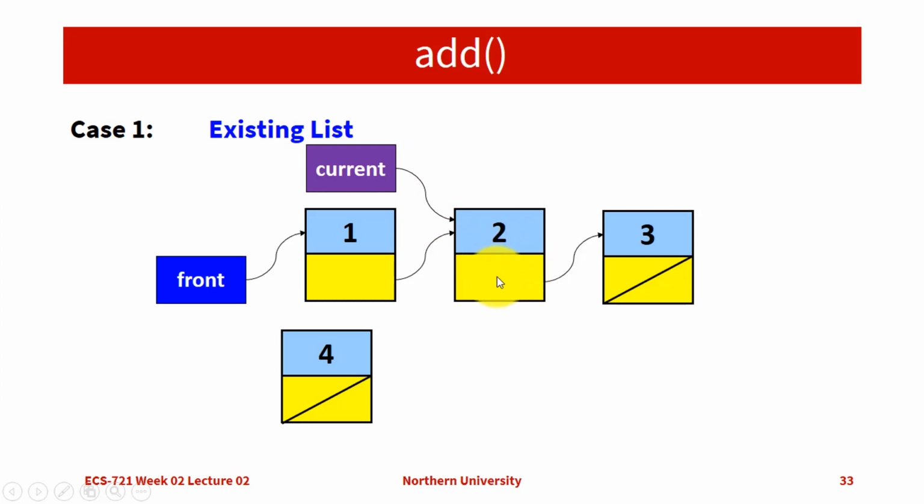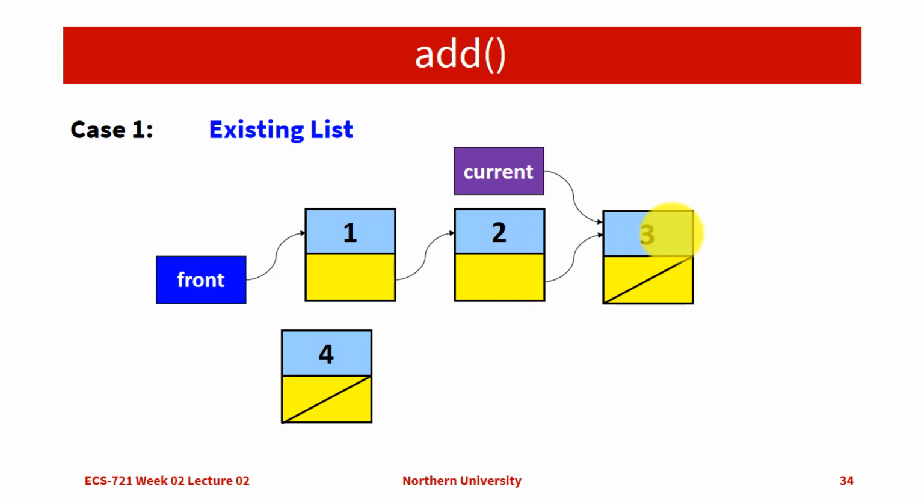That means this is not the last node, so we'll update current to point to this node. Now the next pointer of this current node, when I say current node, that means the node to which the current pointer is currently pointing to. The next pointer of this current node is null. That means this is the last node.